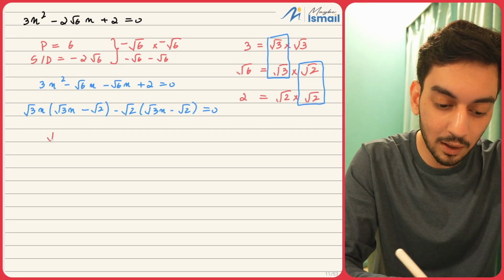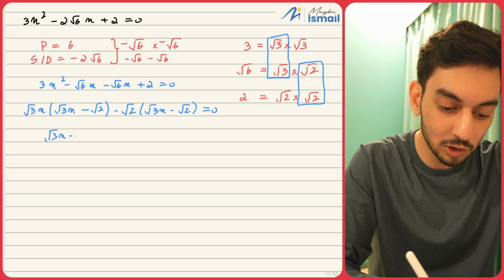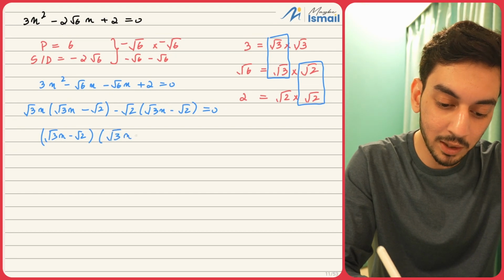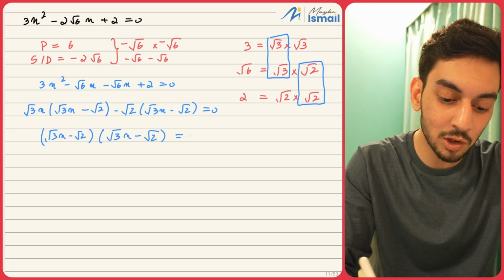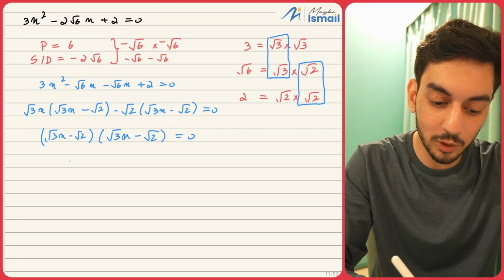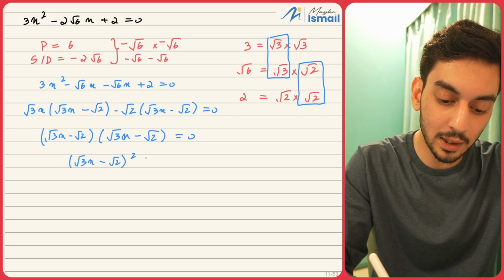Okay, from here I can take root 3x minus root 2 common. So root 3x minus root 2 is a common thing, and I'll again be left with root 3x minus root 2. Oh, that's a repeated root. So this is the same thing which is repeated. So I can just write it as root 3x minus root 2 all squared is equal to 0.